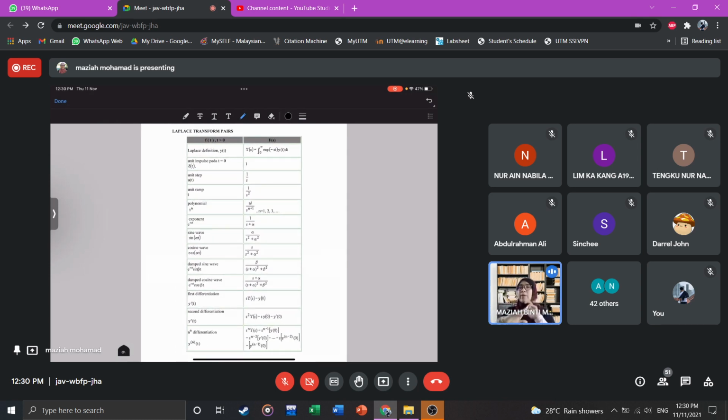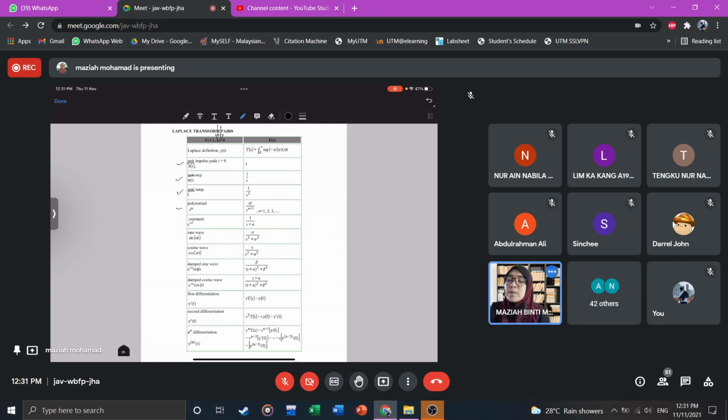Because the functions are standard, we can just use the transform table here. Let's understand how to use this table. On this side, the equation is in terms of time. You can see the first ones are impulse input, step input, ramp input, and polynomial input. Then unit input: unit step input, unit ramp input, and unit impulse input.